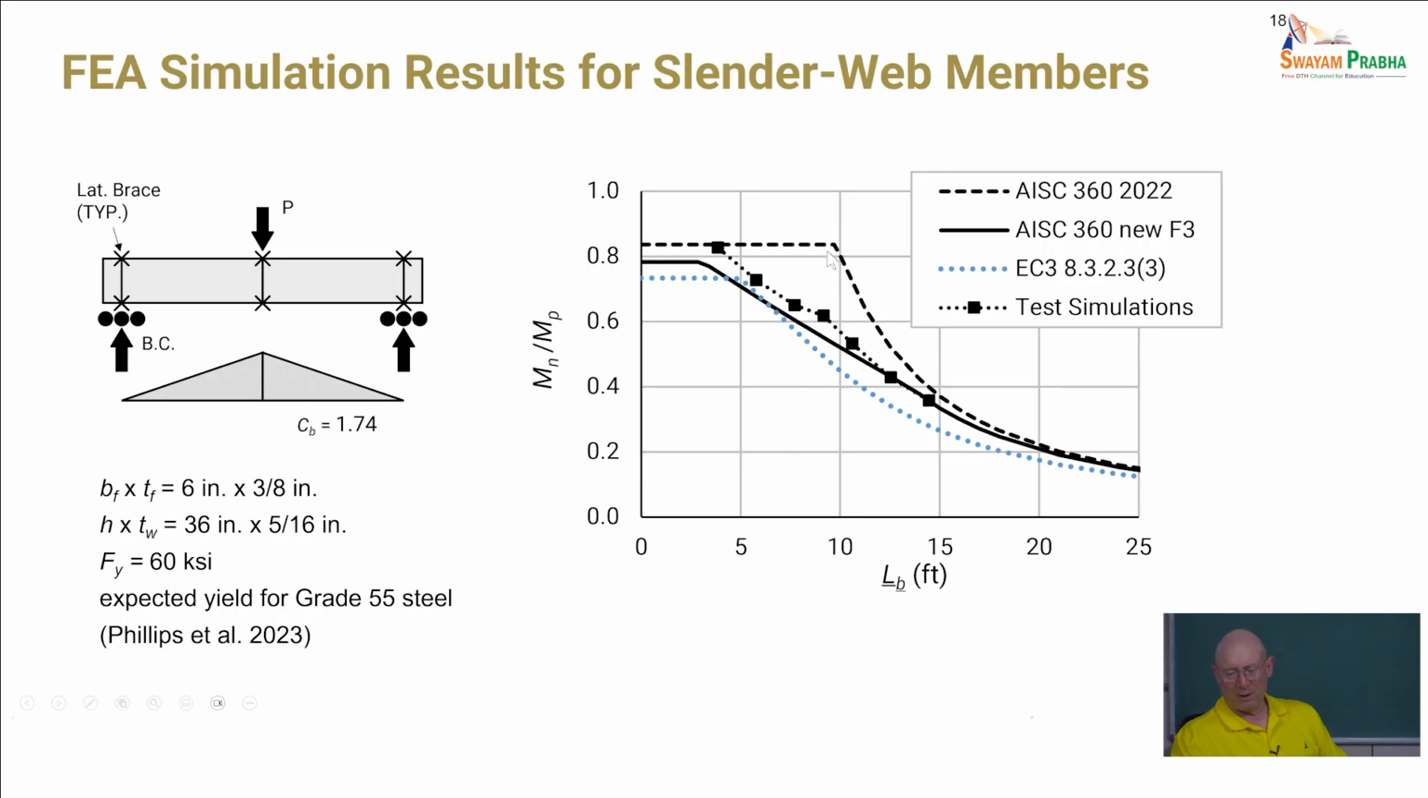And so if we have a length for this specimen, an unbraced length, that is in the neighborhood of about 10 feet, notice what we're getting is that where the current standard would predict you're getting about 85% of the plastic moment here, we're only getting about 60% from the simulation.